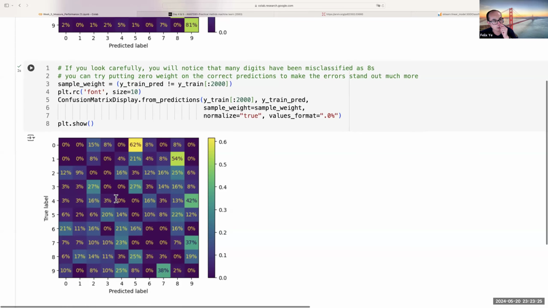For example, right here, we got a big yellow cell for 0 and 5. That means it makes a lot of mistakes for images that are supposed to be 0, but somehow are predicted as 5. So that means we probably need more data of those zeros, and we can train a one-versus-one classifier for 0 and 5 to maybe increase accuracy for that specific part, such that we can lower this percentage.